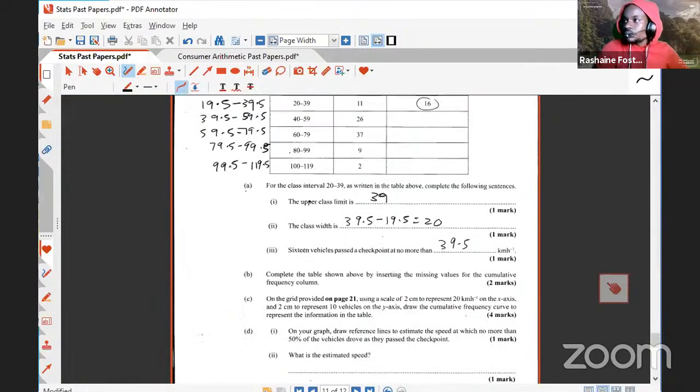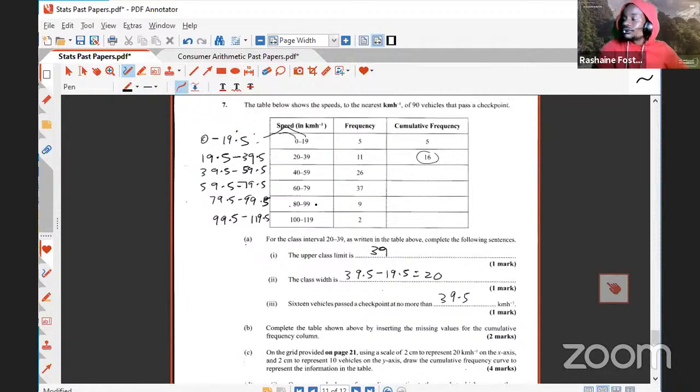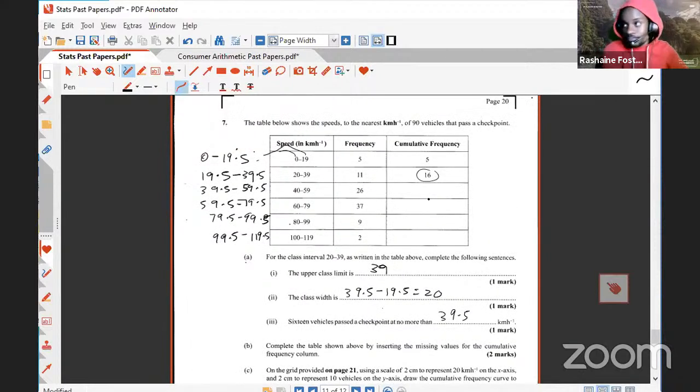It then says complete the table shown above by inserting the missing values for the cumulative frequency column. So we always start with the first one. This is 5 plus 0 because nothing comes before that one. And then how do I get 16? It's the 5 that is here plus this one. So 5 plus 11, that's how we would get 16. Then we start with the 16 and add it to that. So that's how you work these things out.